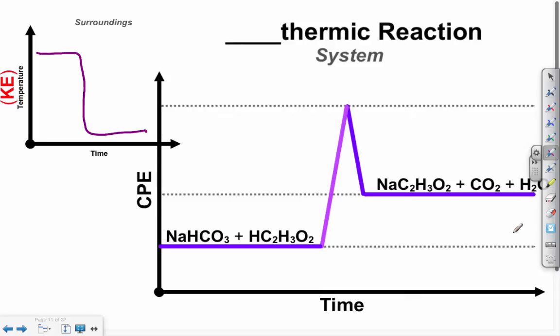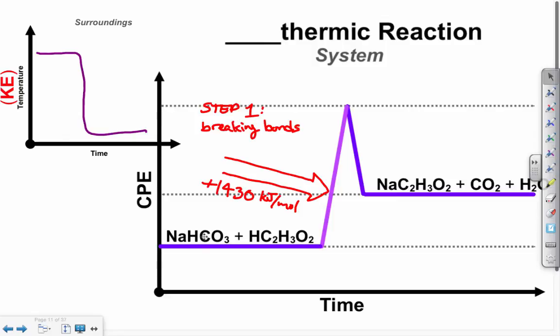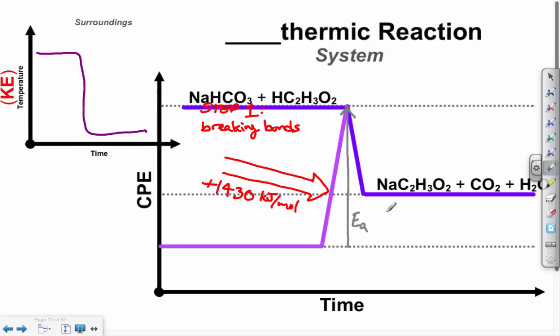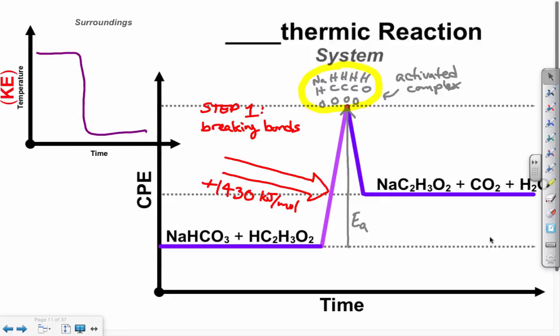To break these bonds, an input of 1,430 kilojoules per mole of energy must be absorbed. Again, notice the positive sign. When this activation energy is absorbed, the activated complex forms. Again, notice that the activation energy is the difference in energy between the reactants and the activated complex. The reaction is not complete until the sodium, carbon, hydrogen, and oxygen atoms form the new bonds of the products.